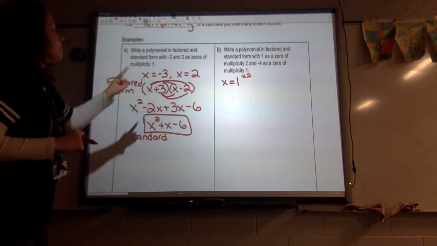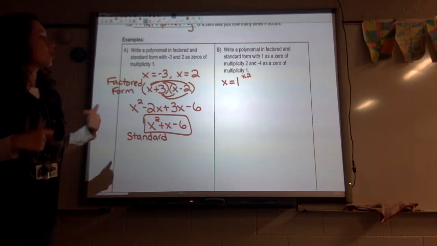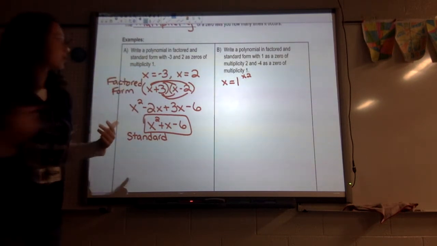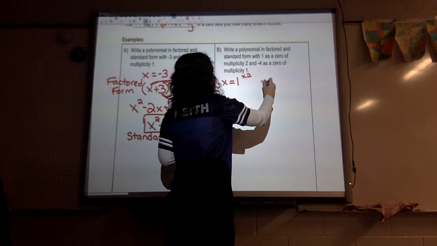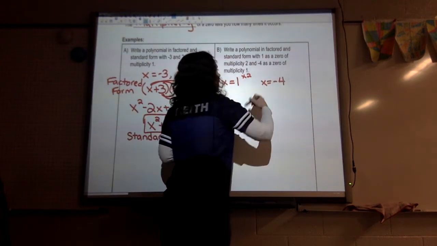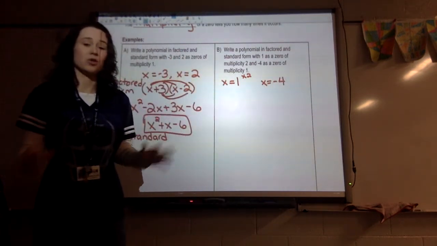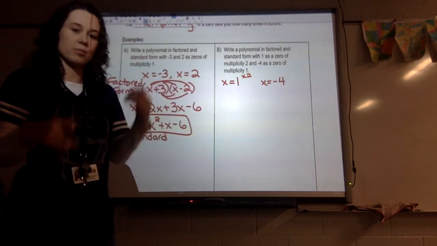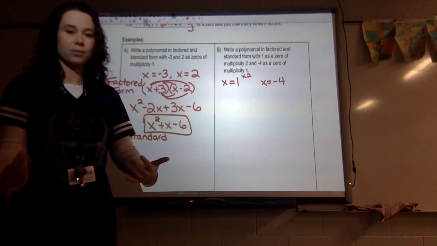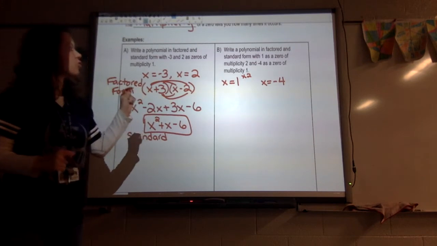Okay? Then it says I got negative 4 as a 0 of multiplicity 1. So x equals negative 4 was my other 0, and it only happened one time. So if you want to make yourself a note that it happened one time, you can. I'm not going to. So now I start to work backwards.